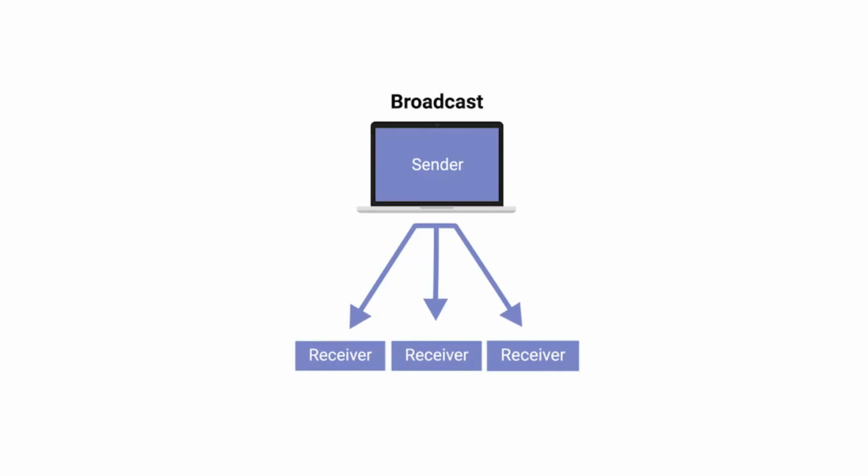The third type of Ethernet transmission is known as broadcast. An Ethernet broadcast is sent to every single device on a LAN. This is accomplished by using a special destination known as the broadcast address. The Ethernet broadcast address is all Fs.